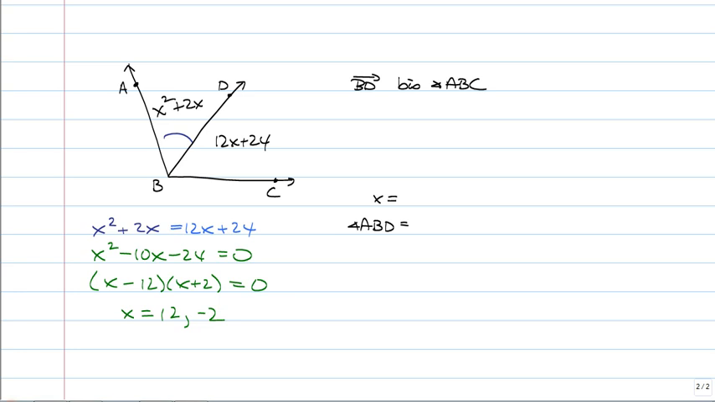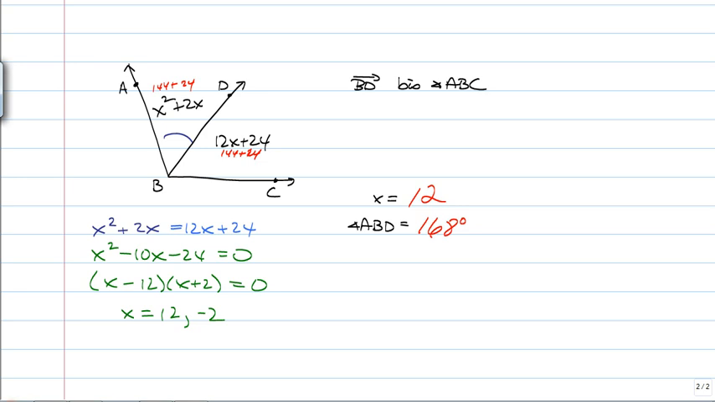So x is equal to 12. So we have 12 squared, which is 144, plus 2 times 12, which is 24, and you get 168 degrees. So that is a true statement. That is allowed to happen. The next thing you do is check it in here just to make sure. So 12 times 12 is 144, plus 24, so it works.